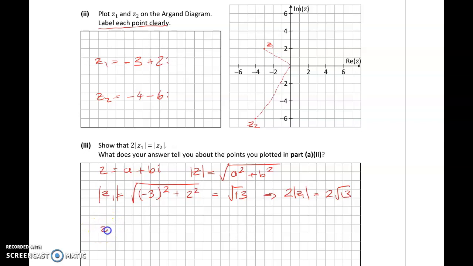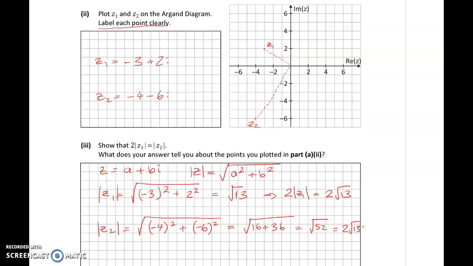Separately we're going to look at Z2 and work out the modulus of that. So again, we take the 4 and the 6. You don't need to take the negative part of it. I'm doing this to be exact, but you could just do 4 squared and 6 squared. 4 squared is 16, 6 squared is 36. So we end up with 52, the square root of 52. And if you work that out, your calculator will tell you 2 root 13.